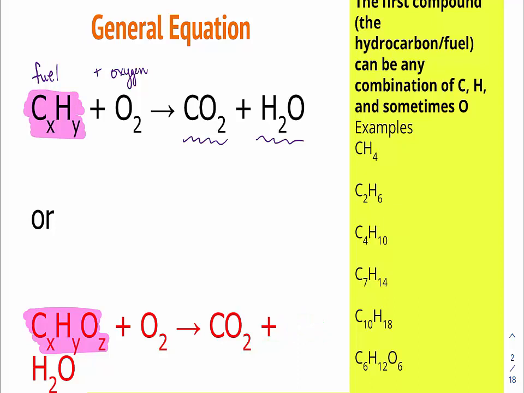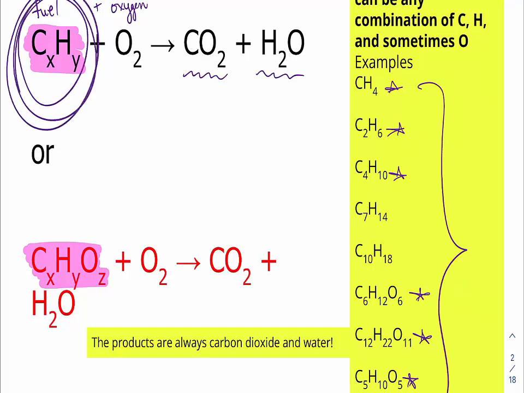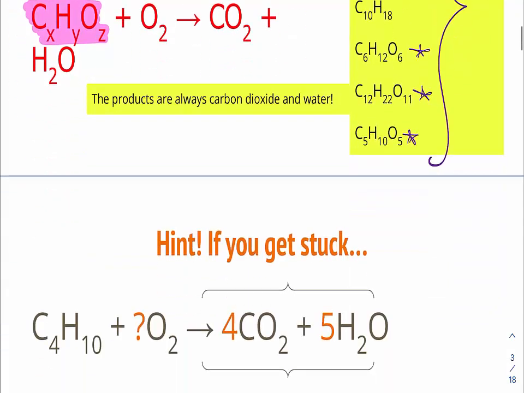The first compound, again, which is the hydrocarbon, the fuel, can be any combination of carbon, hydrogen, and sometimes oxygen. So we just have a bunch of examples down here: CH4, C2H6, C4H10, etc. And then we can have some examples that also have oxygen in them: C6H12O6, C12H22O11, C5H10O5. All of these compounds are possible fuel for combustion. And so they can be substituted into this first part of a combustion equation right there.